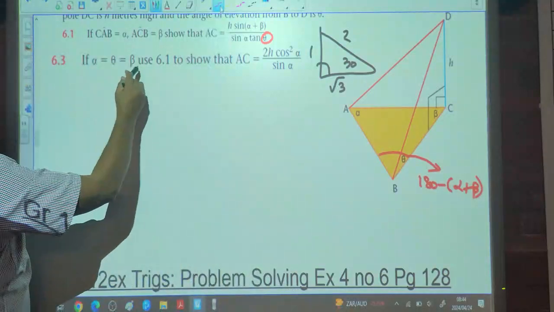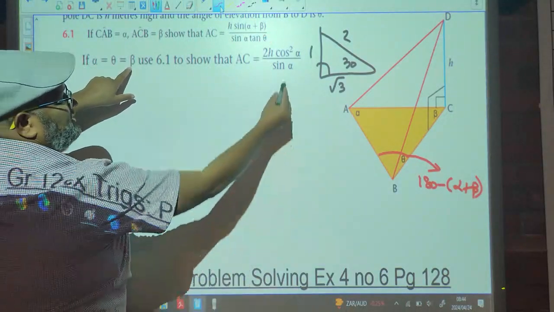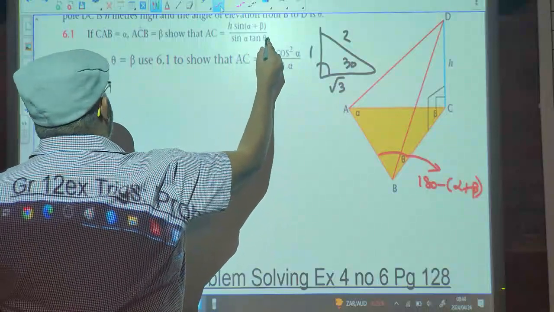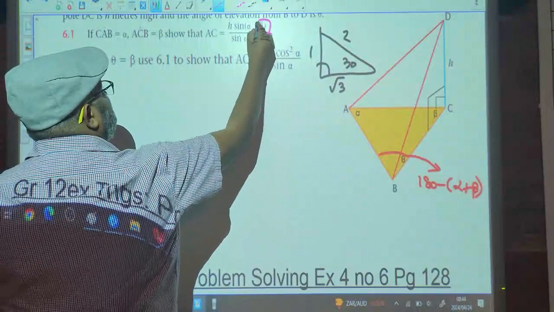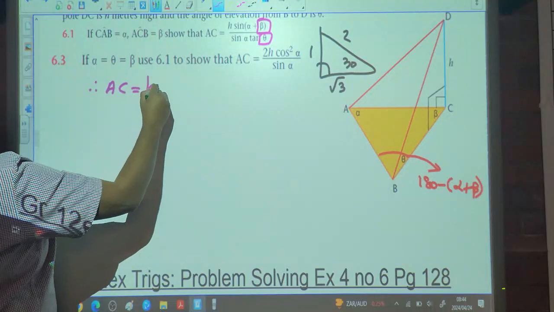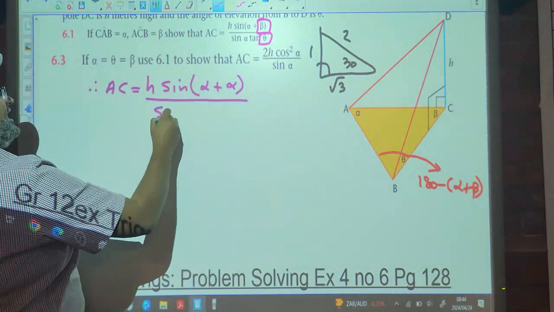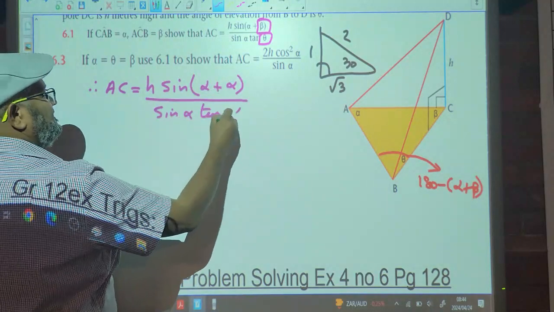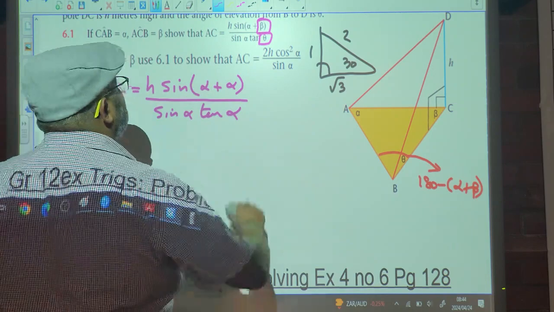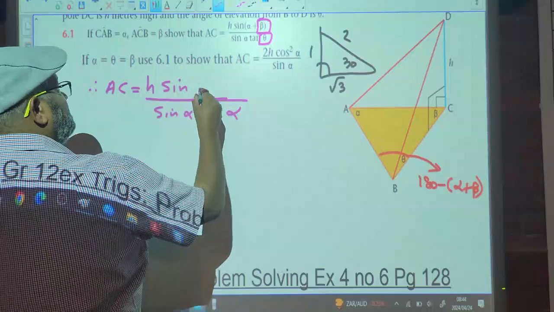So let's go again with this formula here. Alpha is equal to theta, which is equal to beta. But what do I notice? What do I only have? Alphas. So theta will become alpha and beta will become alpha. You all agree with that? So therefore AC is equal to H sine alpha plus alpha over sine alpha tan alpha. That's alpha plus alpha? 2 alpha, not so. So this becomes what? It becomes a double angle.